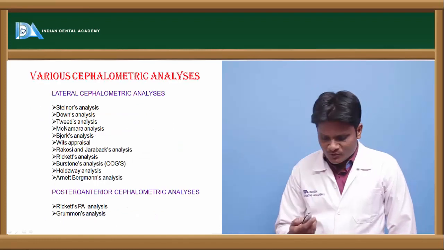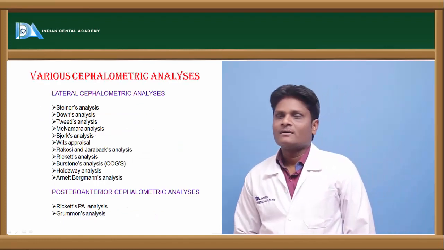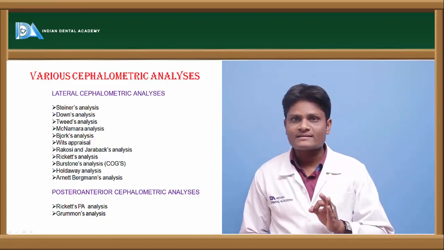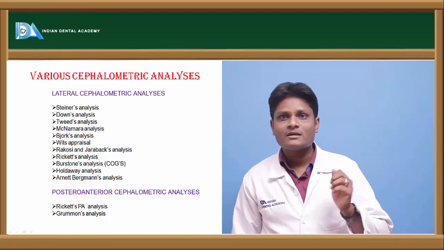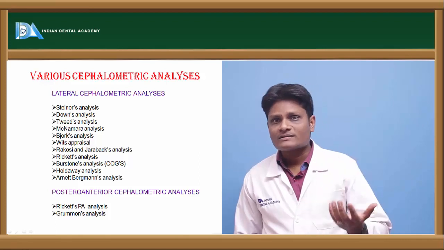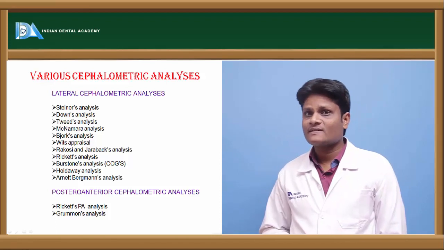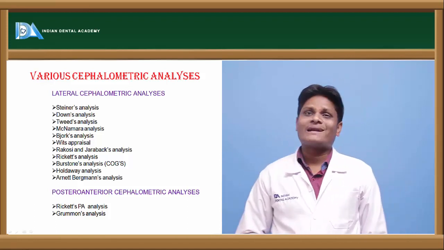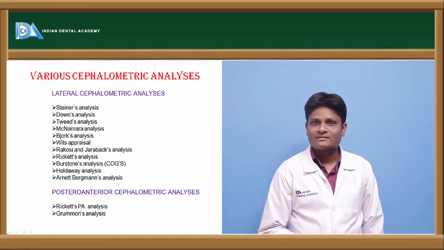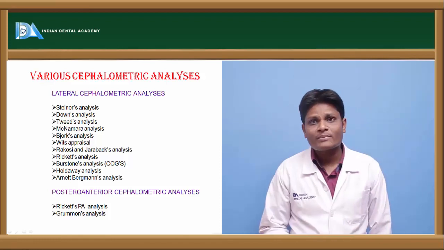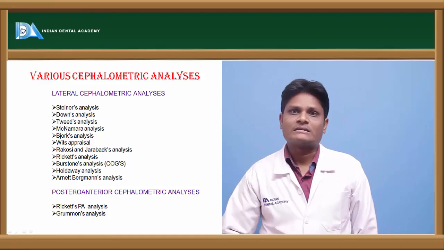Various authors have proposed various cephalometric analyses. To name some, they include Steiner's analysis, Downs analysis, Ricketts analysis, McNamara analysis, Tweed's analysis, Cox analysis or Burstone analysis, which we do for cephalometric orthodontic surgeries, and Holdaway soft tissue analysis, Arnett's and Bergman's analysis. So these are the n number of lateral cephalometric analyses that have been proposed by various authors.